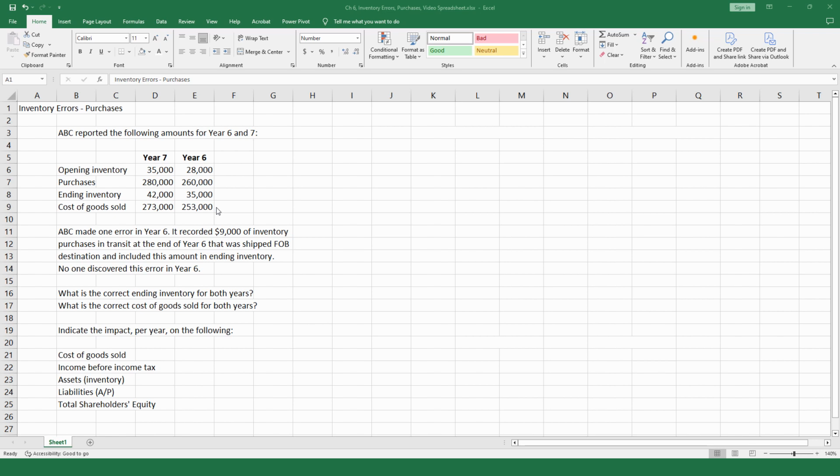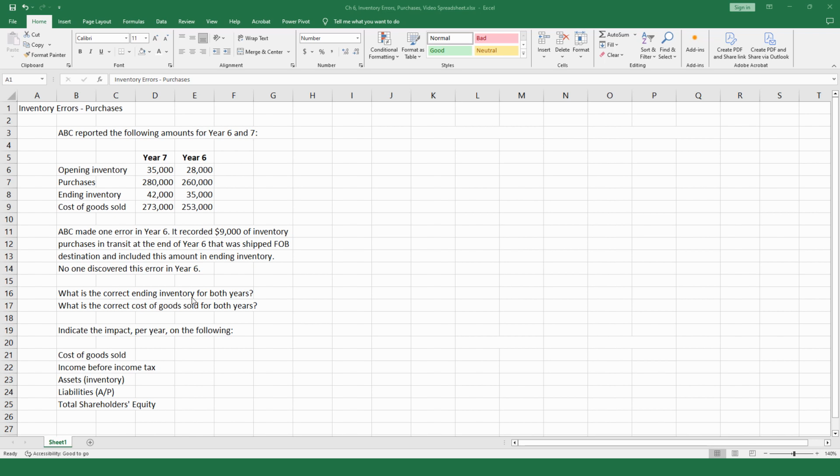Now in questions, usually we don't get the opening inventory and the purchases, but I want to demonstrate errors in purchases, and the best way to do that is actually to have numbers. ABC made one error in year 6. It recorded $9,000 of inventory purchases in transit at the end of year 6 that were shipped FOB destination, and they included this amount in ending inventory.